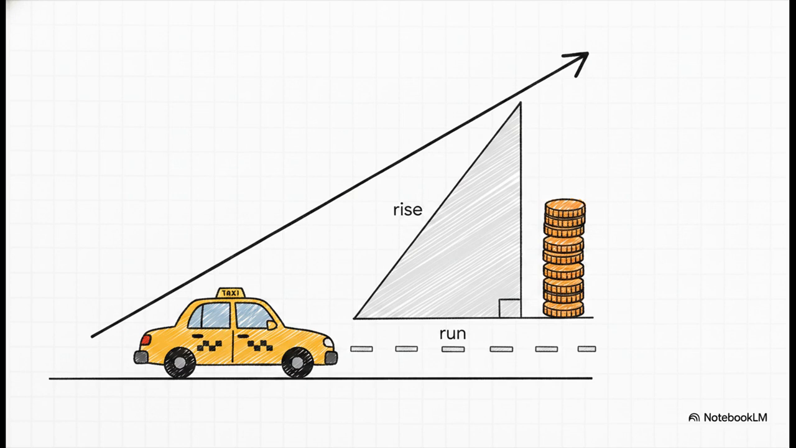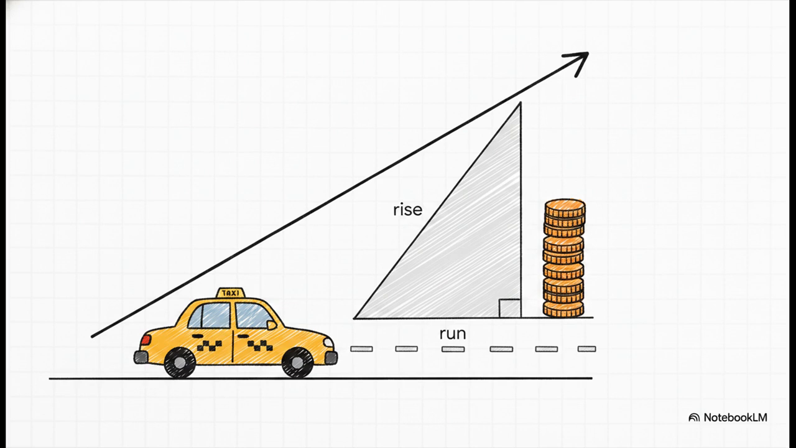Think about the physical world. Like, imagine you're sitting in the back of a taxi cab, just watching the meter tick up. In that context, slope is simply a constant rate of change with attached units. It's not just some random floating math number, it's super concrete, like dollars per mile.